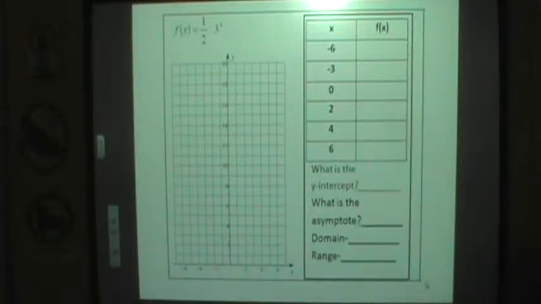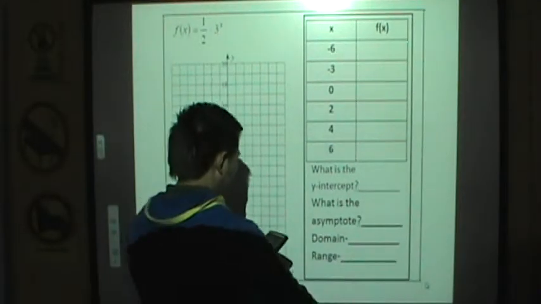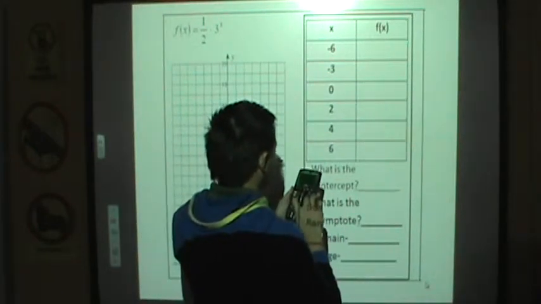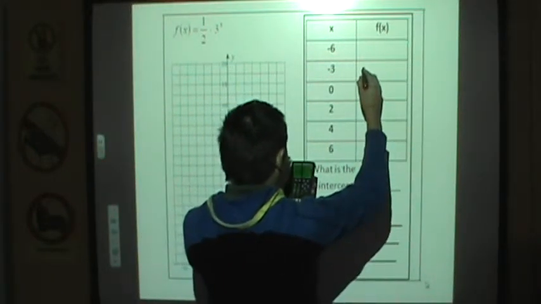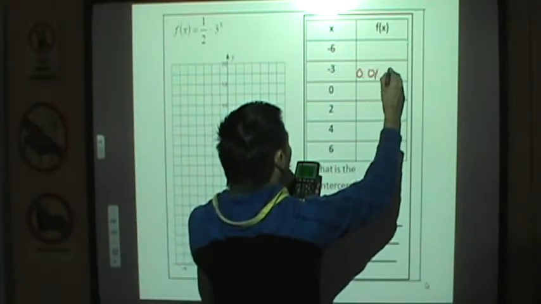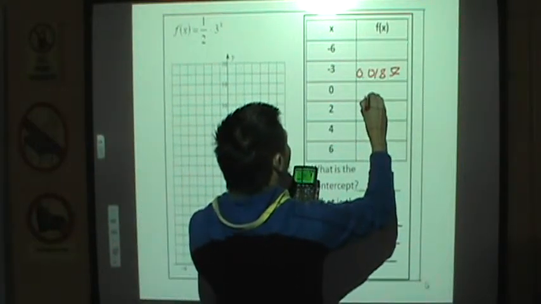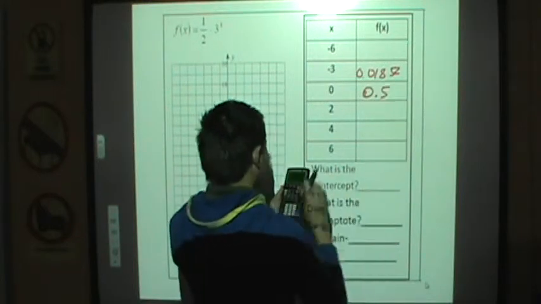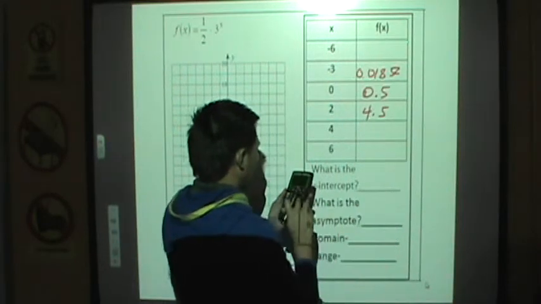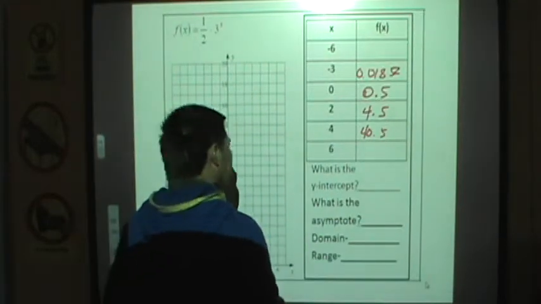So now, using our table here, -6 is a really small number, so we're going to skip -6. -3 is 0.01852, and then for 0 we got 0.5, 1 gives us 1.5, 2 gives us 4.5, and then we got 4, which is 40.5, and so on.